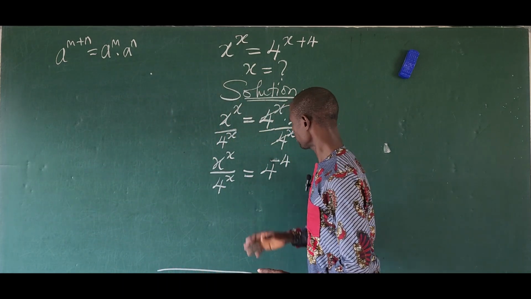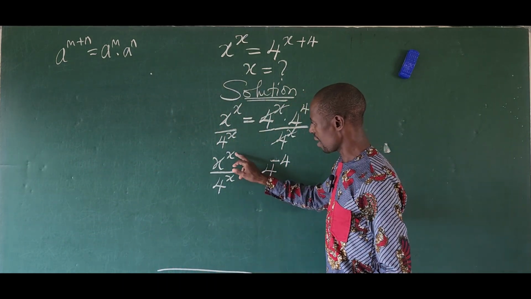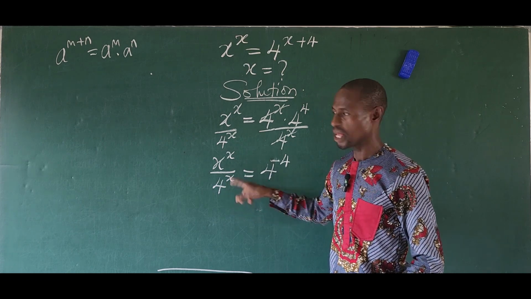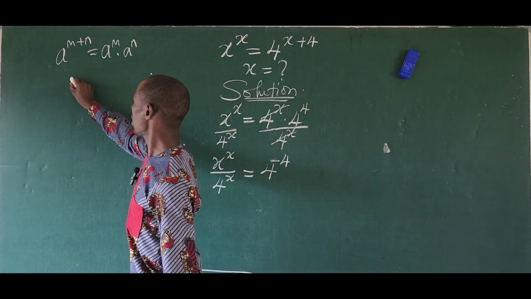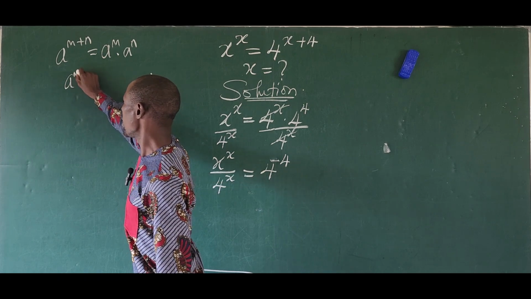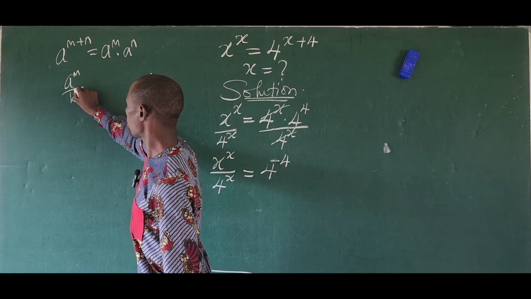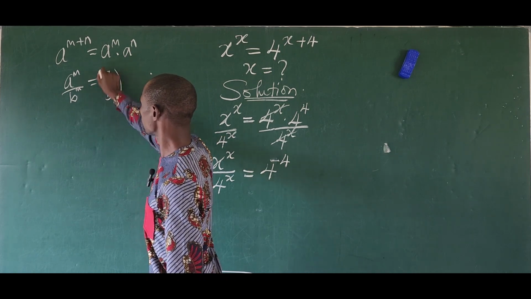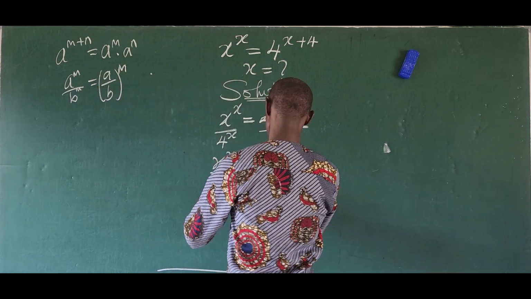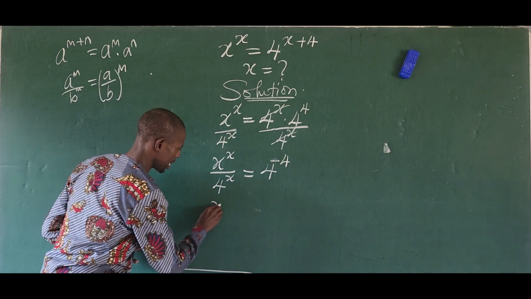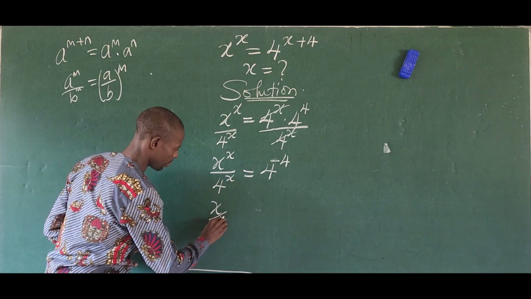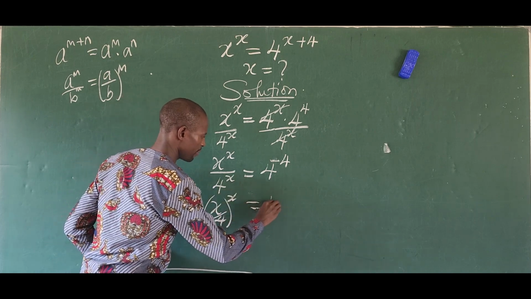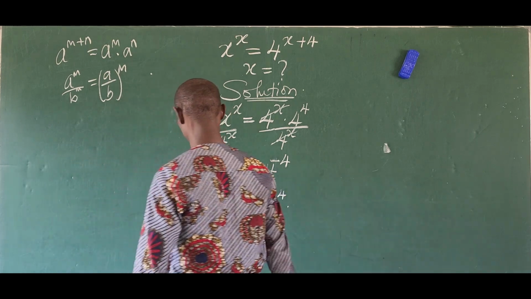Now see what we have here: x to the power of x, and 4 to the power of x at the bottom. So we apply a law which says that a to the power of m all over b to the power of m is the same thing as a over b, all raised to the power of m. And so we can rewrite this as x over 4, all raised to x, equals 4 to the power of 4.